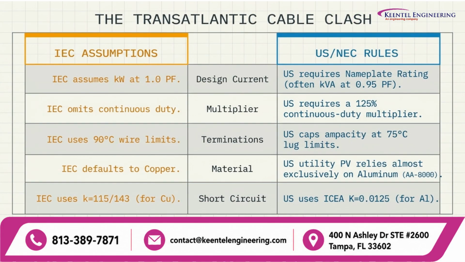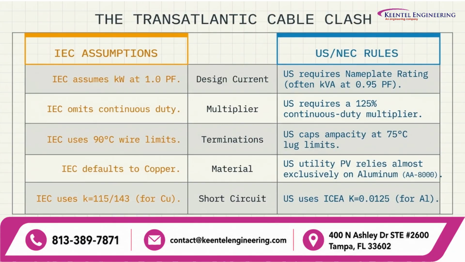Let's break down the fundamental clash between IEC assumptions and US NEC mandates. IEC often calculates design current from kilowatts at unity power factor, whereas the NEC requires sizing based on nameplate current ratings, typically kVA at 0.95 power factor. IEC omits continuous duty multipliers. The NEC strictly enforces a 125% continuous duty factor.